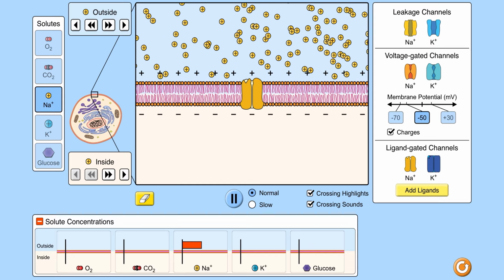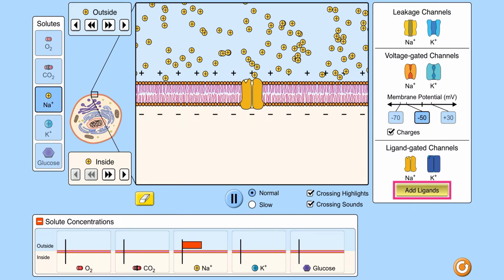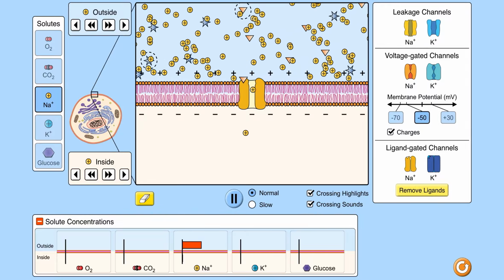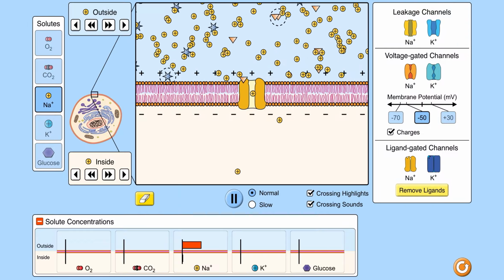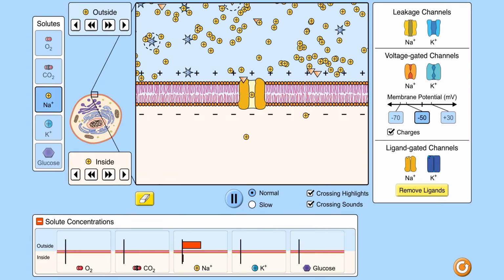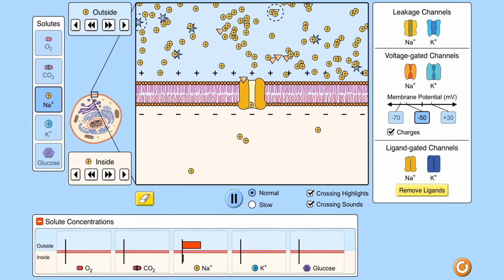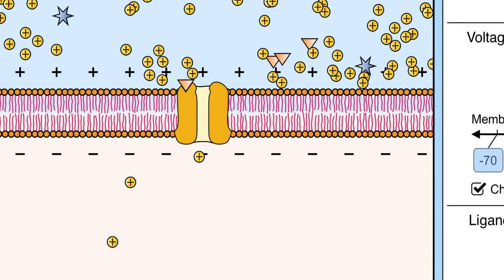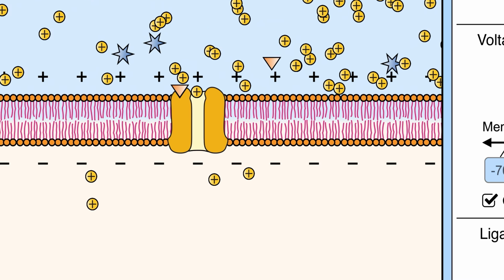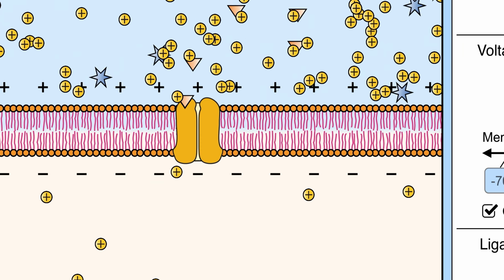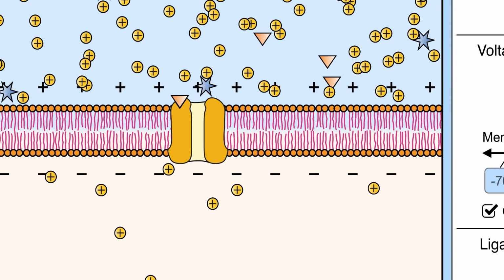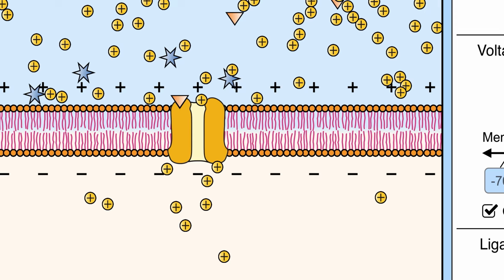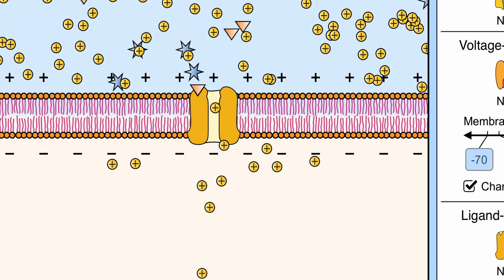Now when I click to add ligand here, these little molecules are binding to the receptor site on the protein. This binding causes conformational changes in the protein. If I show you again, this binding causes conformational changes. It changes the protein shape, forcing the gate open so our ions can flow through it.